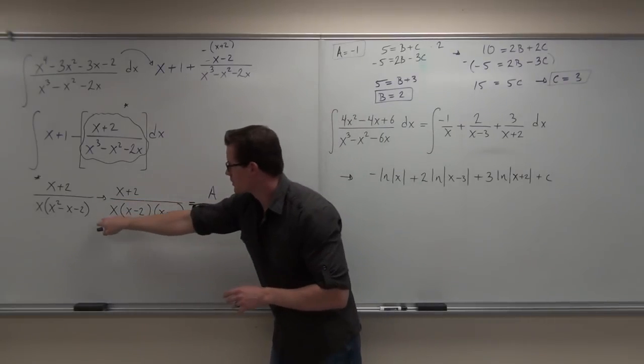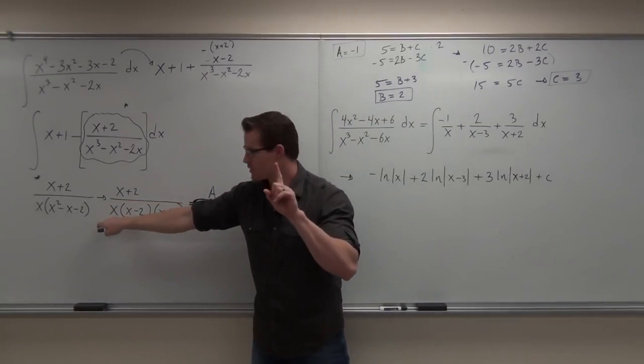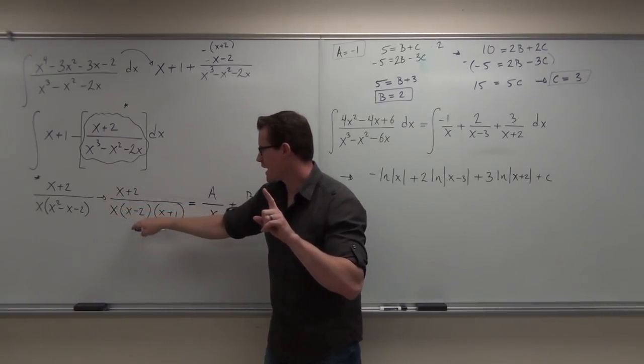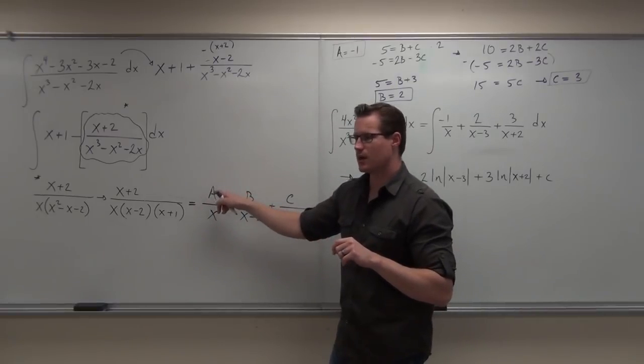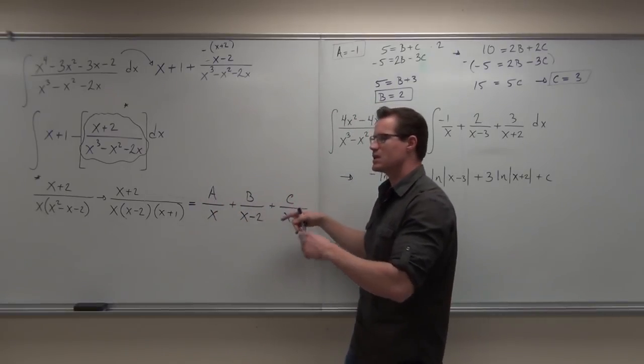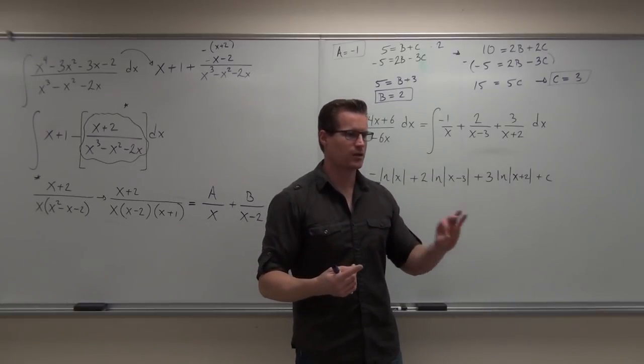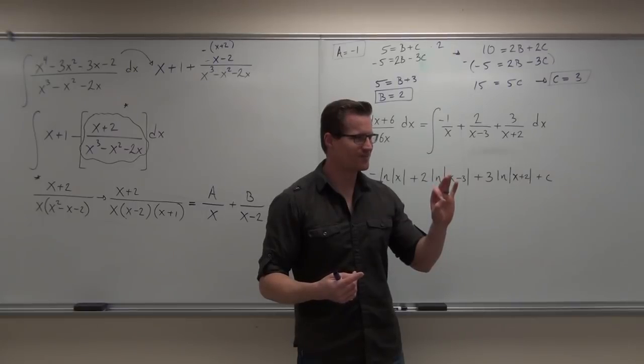Remember that when you have linear, that is power 1. When you have linear factors, we make a fraction for every different factor, and we put constants up top. A, B, C, and so on, until we exhaust all of our distinct linear factors. Still okay so far?